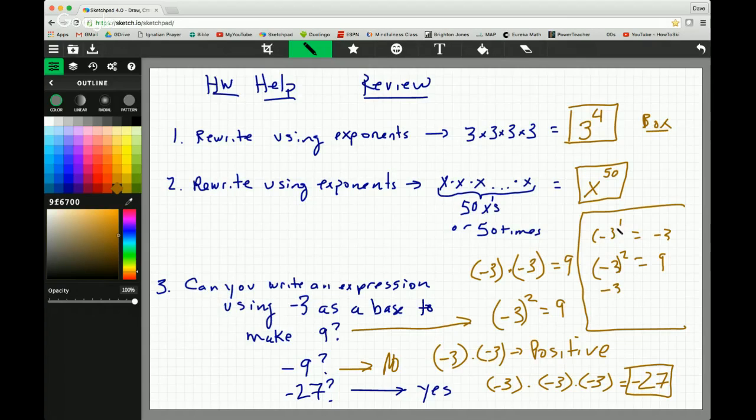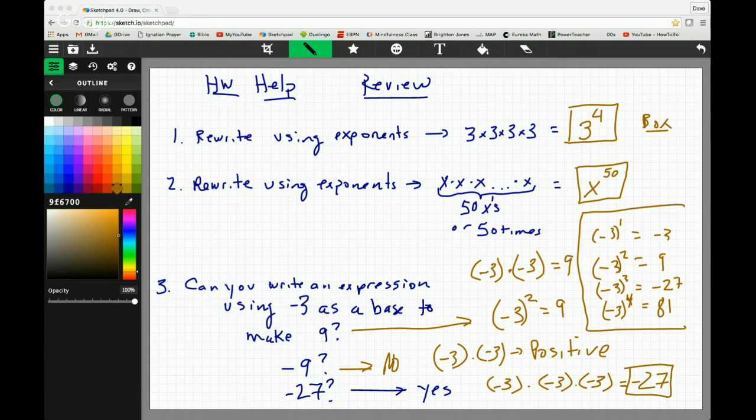I need to put these in parentheses. (-3) to the 3 equals -27. (-3) to the 4th is +81. So notice that for positive exponents, numbers with negative bases will always be positive for even exponents. But for odd exponents, they will be negative. Okay. We'll just let this sink in.